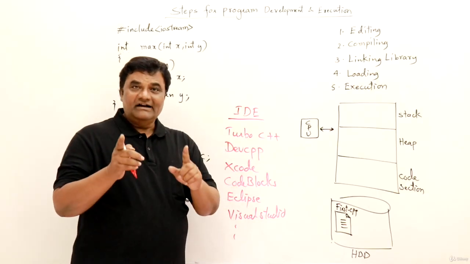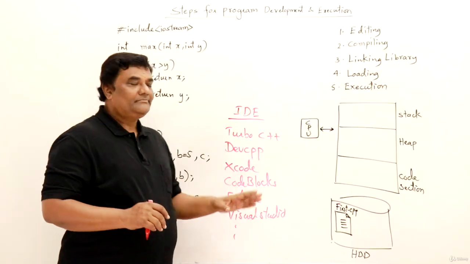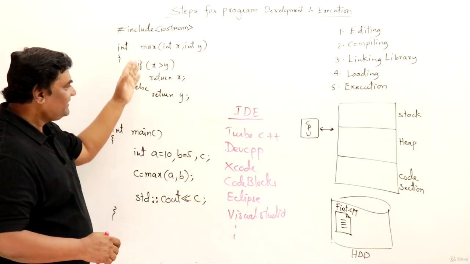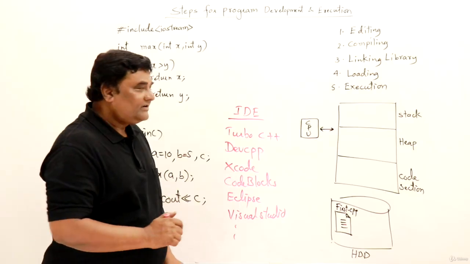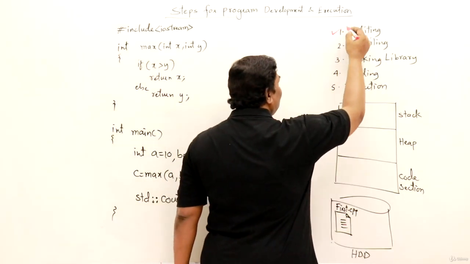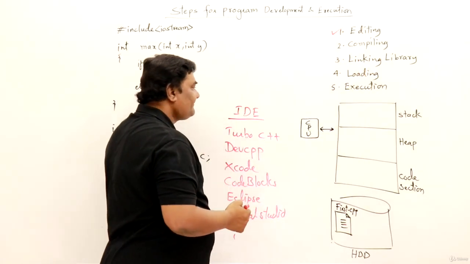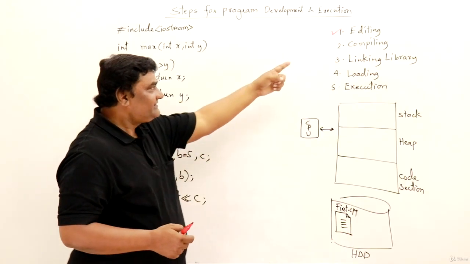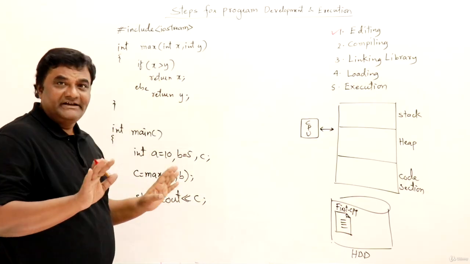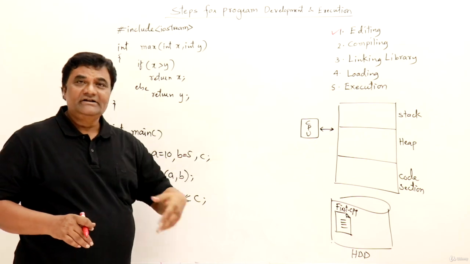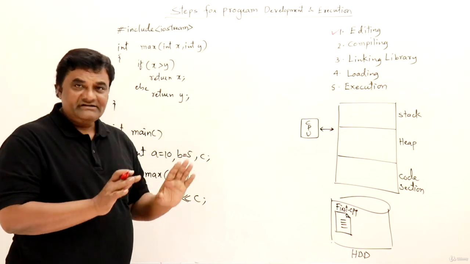So in that IDE, we write the program. An example program I have already taken here. Suppose I have written the program. So editing is over; we have finished with editing. Now next, compiling. I'll remove this. The next step is compiling. Suppose I have written this program. I'm not going to explain the program to you, as we will be doing this in the next section. So just a program is there.